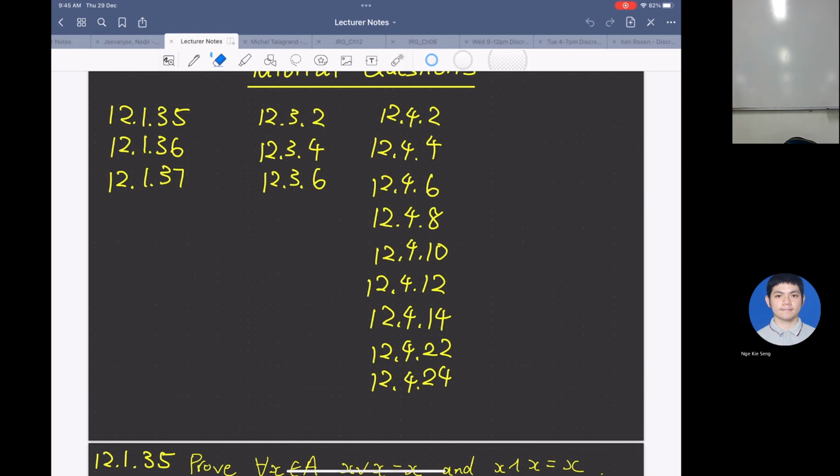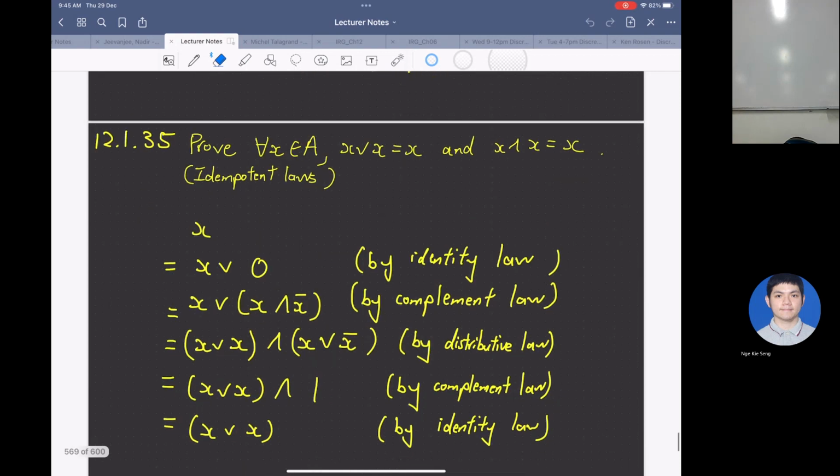12.1.35 to 37. This is proving laws using the definition of Boolean algebra. Boolean algebra only have 5 laws to satisfy. But remember that in the table we have almost like 10 identities, right? So how are the extra identities proved? This is to use the definition of Boolean algebra. From the 5 laws, you can prove 5 or 6 laws.